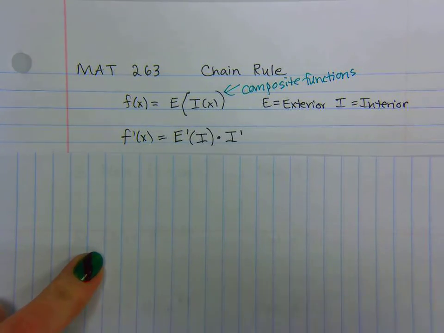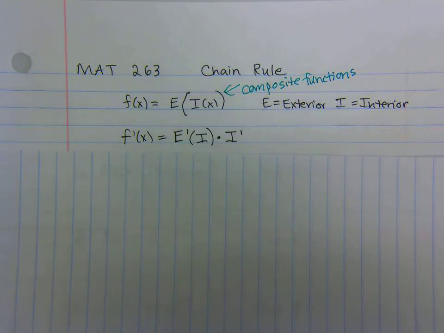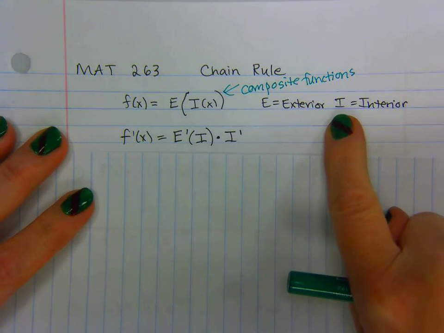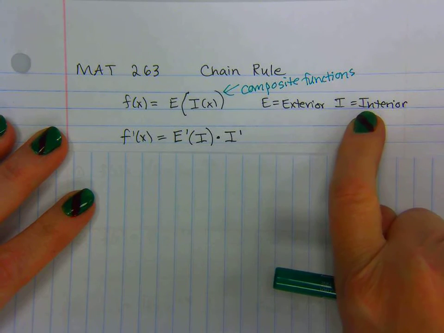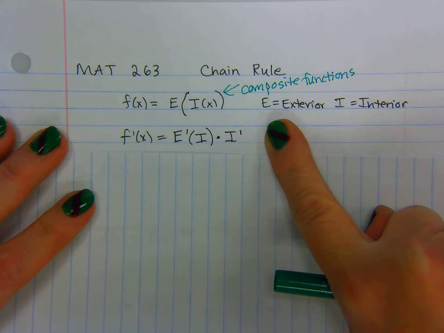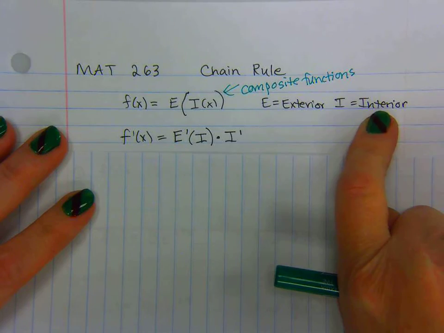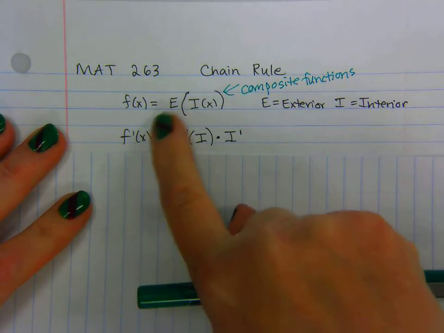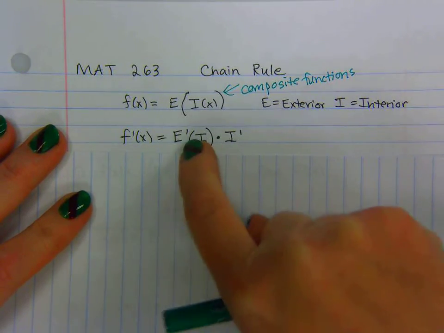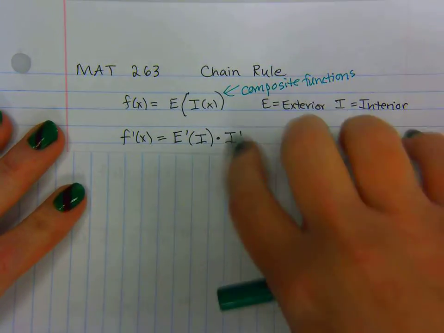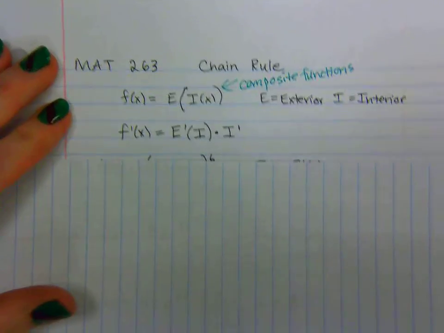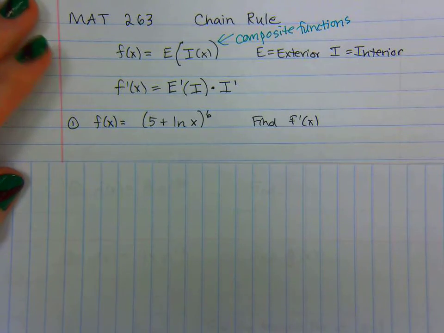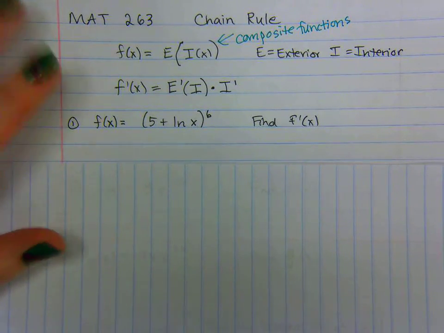We did composite functions back in chapter 4 of Math 171. But instead of using f and g, we're going to use e for exterior and I for interior. We would use outside and inside, but then O for outside would look like 0, so we're just going to use interior and exterior. So exterior, inside. Okay? So what you do is you take the derivative of the outside function and then times the derivative of the inside. Okay? So, for example, the derivative of 5 plus natural log of x to the 6th.